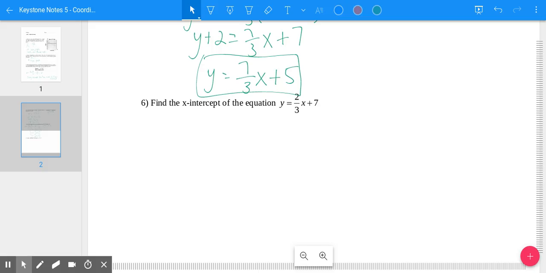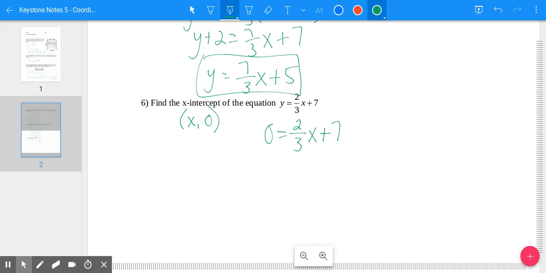And then our last question is dealing with finding an x-intercept. Typically, we are more asked to find the slope and the y-intercept when it's in slope-intercept form. So this is a little bit different because they want the x-intercept. The thing to remember is that an x-intercept is always the ordered pair x, 0. So that means that the y is automatically 0 in this equation if I'm solving for the x-intercept.